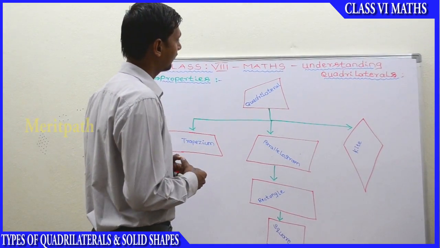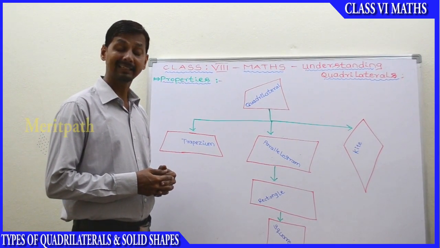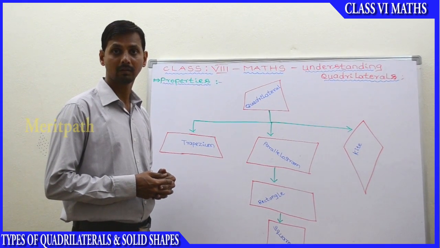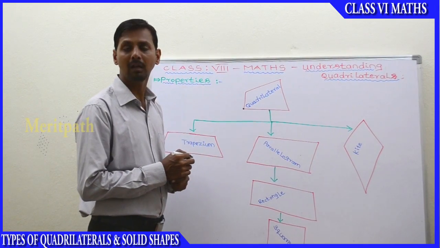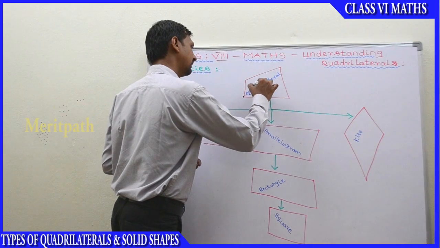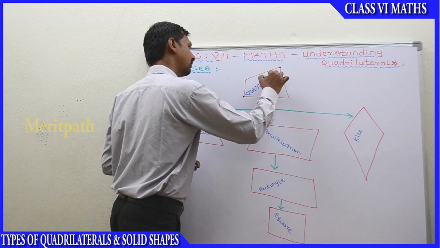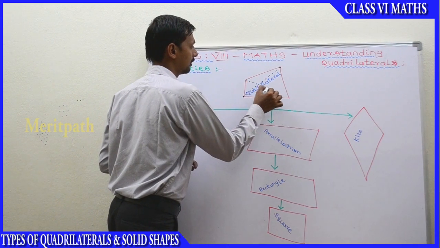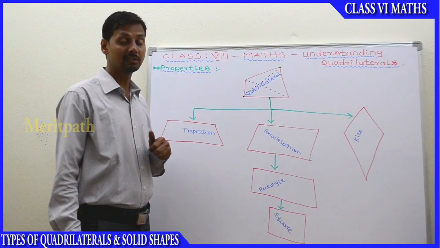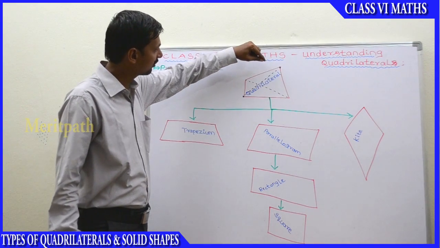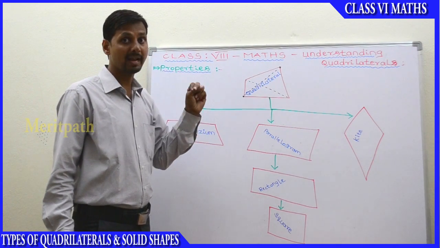Let's take a quadrilateral. We have discussed the diagonals of a quadrilateral. If non-consecutive vertices are joined together, we call it a diagonal. If you join these two non-consecutive vertices, and these other two, we get two diagonals. So these are the diagonals of a quadrilateral. When two non-consecutive vertices are joined, we call it a diagonal.